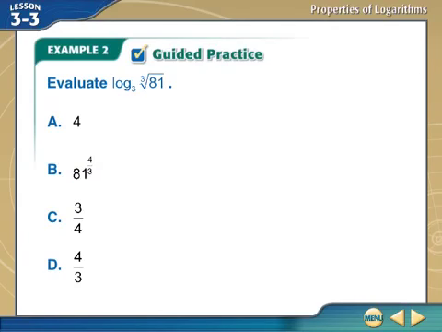In example 2 guided practice, we're asked to evaluate log base 3 of the cube root of 81. What I would like you to do is to evaluate this logarithm and then select your answer, A, B, C, or D, and press submit.